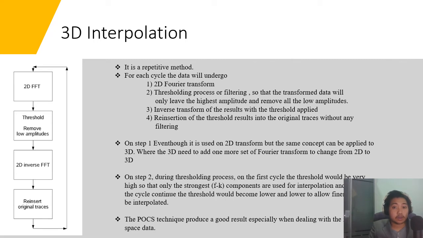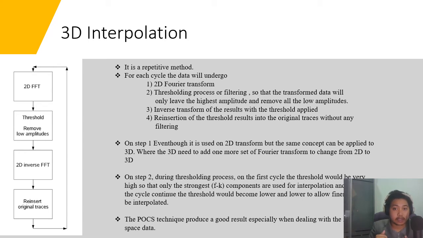Okay, so in step 1, we can see that it says 2D Fourier transform, but from the paper that I have read before, it also can be applied on the 3D, where the 3D needs to add one more set of Fourier transform to change it from 2D to 3D.